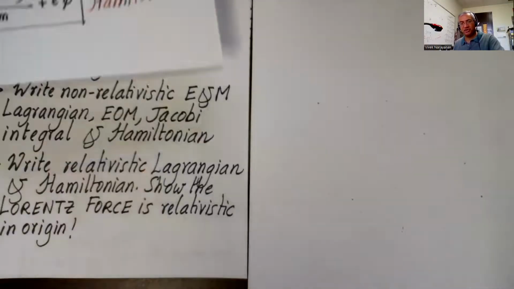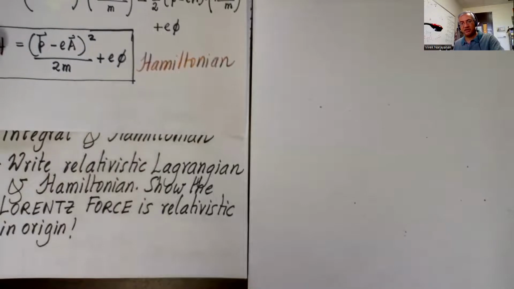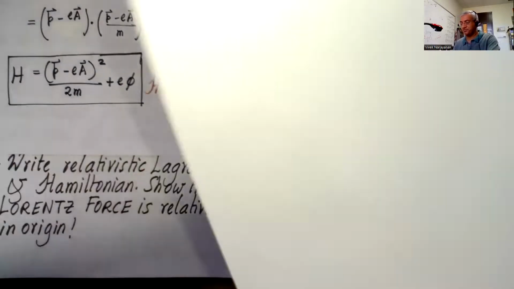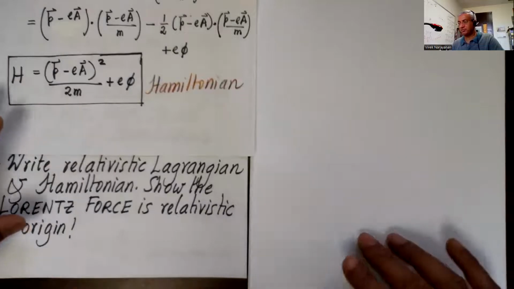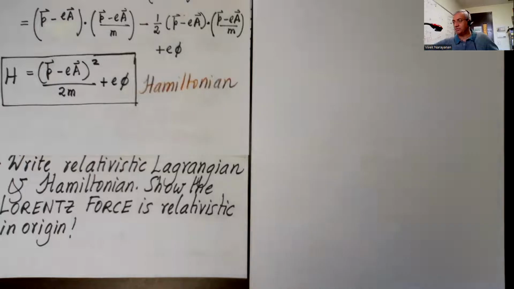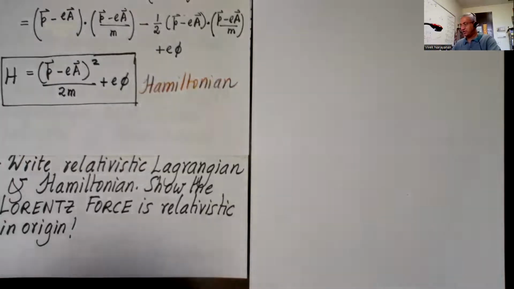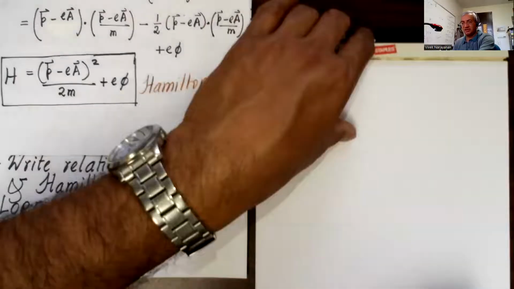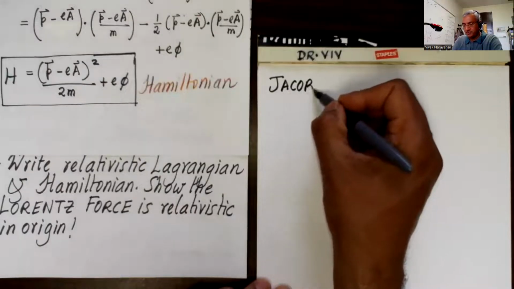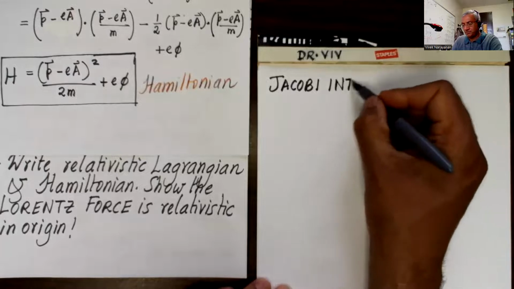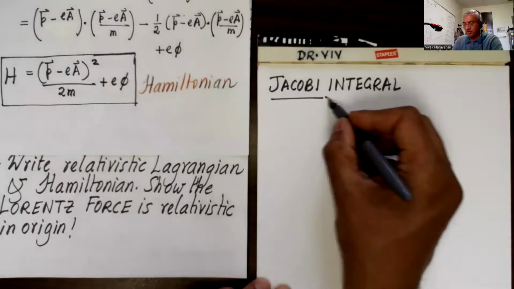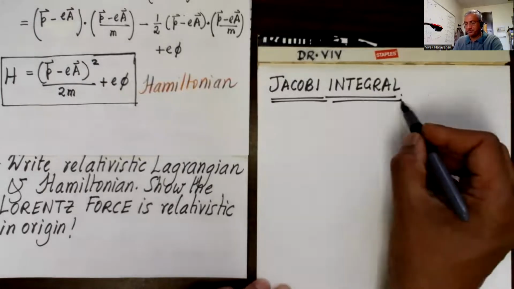I'll save the Hamiltonian here so you can see it when we do the Jacobi integral and compare it with that. It'll turn out to be almost the same. So what is the Jacobi integral? Here's some theory first. Obviously, it's named after Jacobi, who first found it.